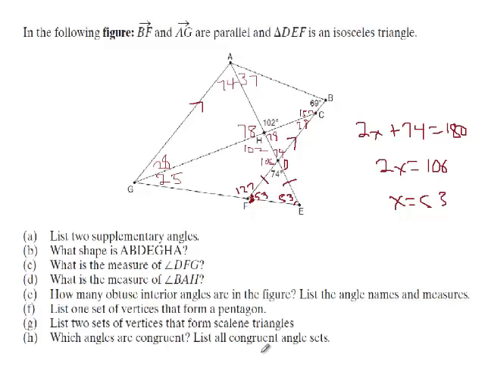Which angles are congruent? Congruent means equal in terms of angle. There's lots of congruent angle sets. HCD is congruent to this one, which is AGH. These 2 angles are congruent to each other. These 2 angles are congruent. The 53 and the 53. There's lots and lots of sets of congruent angles here.